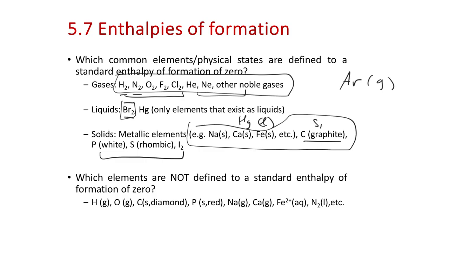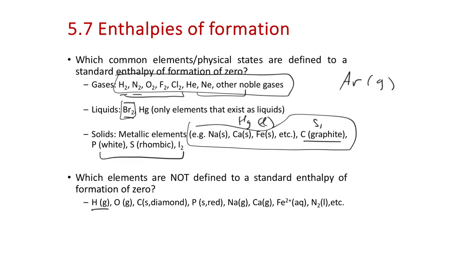And which elements are not, so then how can we recognize things that look like elements that might have a 0 delta HF that actually don't have a 0 delta HF? Like hydrogen atom. We get a hydrogen atom by breaking the bond in H2. That's going to take energy. We'll see that at the very end of the chapter. If we take something that's a bond like H2, if we want to break the bond, that molecule has to absorb energy to break that bond. So the H atom can't have a 0 delta HF.